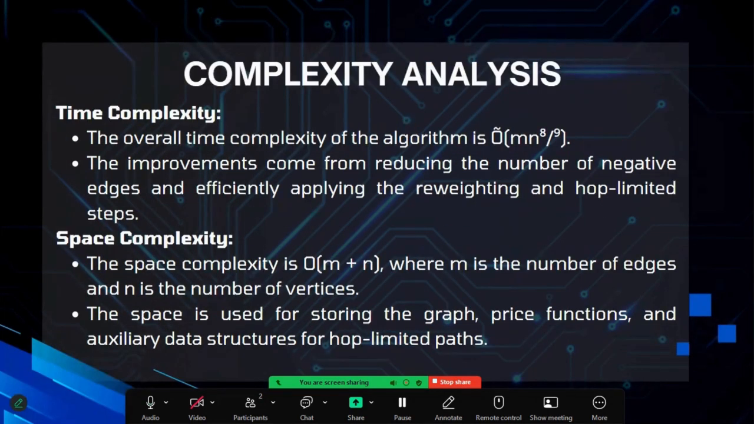The time complexity of this whole algorithm is big O of m times n to the power 8 over 9. That improvement particularly came from reducing the number of negative edges, the reapplying of the weights, and the hop limited steps. Particularly, the improvement came from the repeated elimination of a n to the power 1 over 3 fraction of negative vertices using the subsets that were independent or sandwich.